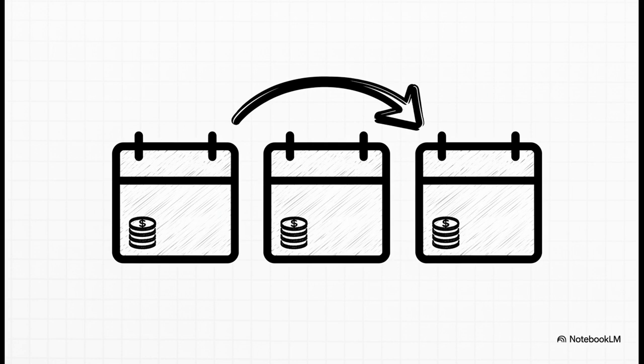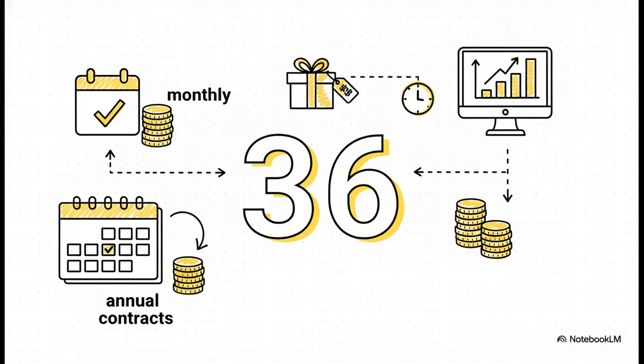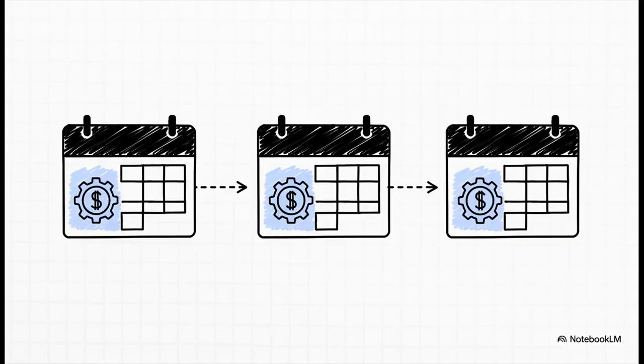And here's where it gets really cool. That one single line we just entered, the system is now set to automatically create 36 individual monthly charges. 36 with zero manual work. Nobody has to set a calendar reminder or run a report for the next 3 years. It's just handled.